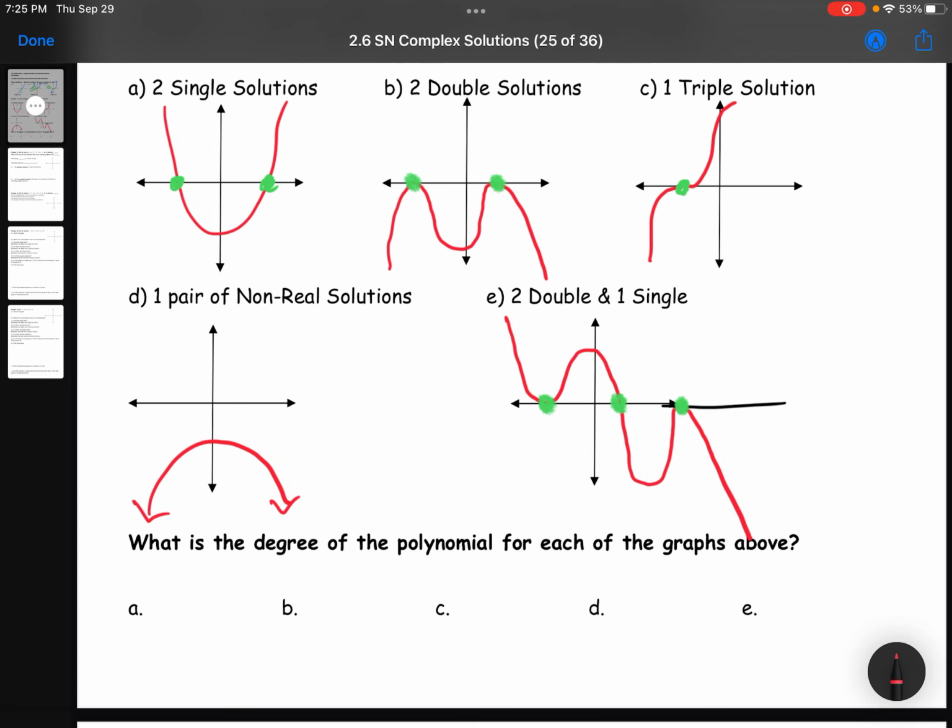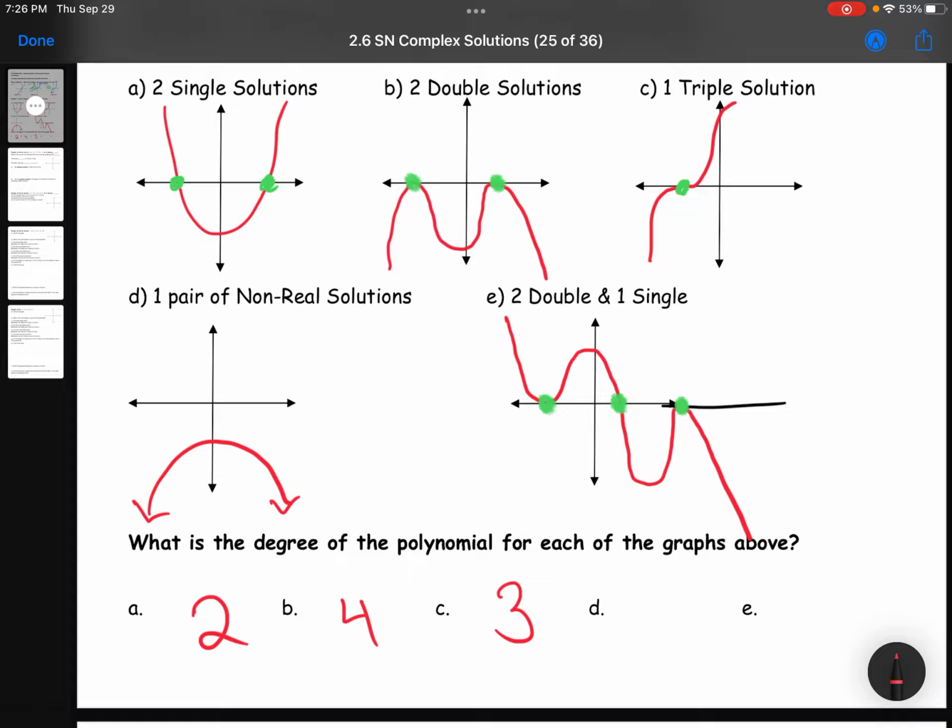So let's look at the degree of each of these polynomials. A has two single solutions. It's a degree of 2. B has two double solutions. That's 2 and 2 more, so that's a degree of 4. C is one triple solution.